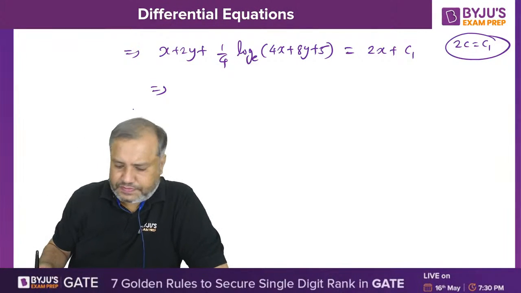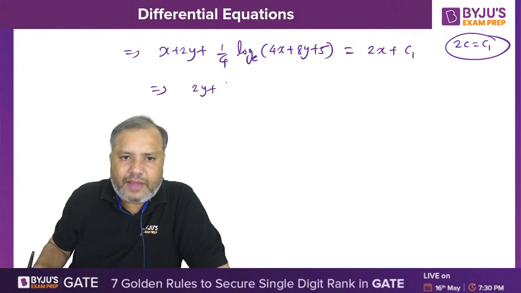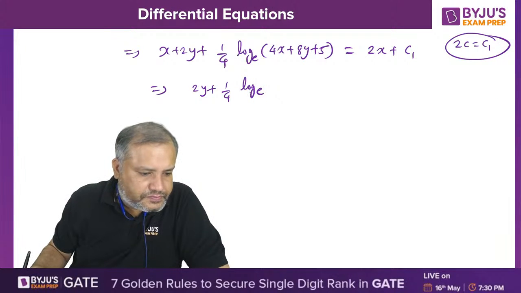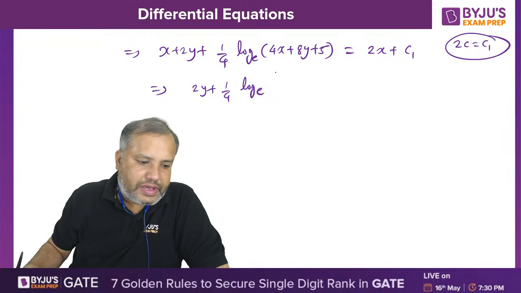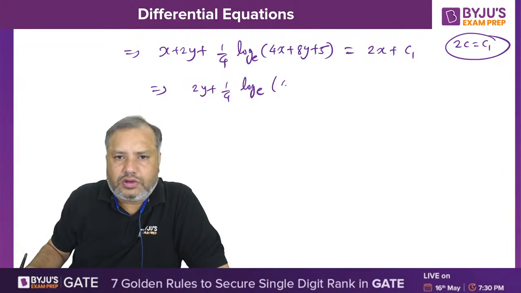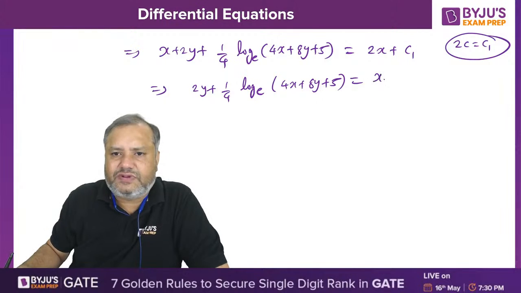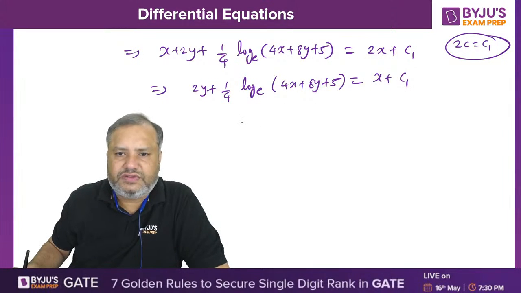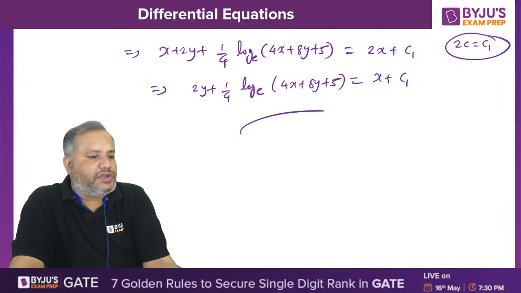So students, this x is brought to the right hand side. So 2y plus 1 by 4 log 4x plus 8y plus 5. This x is brought to the right hand side. So 2x minus x will be x plus some constant c. So this is our final answer in this case. Depending on the options, further you can proceed.